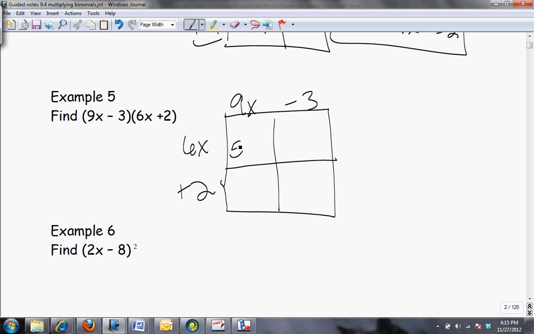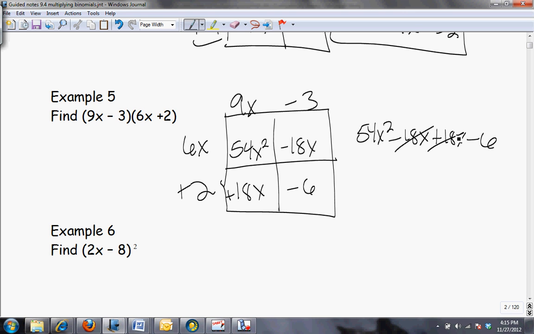So here we go. 9x times 6x should be 54x squared. Negative 3 times 6x should be negative 18x. 9x times 2 should be 18x, and it's positive. Negative 3 times 2 should be negative 6. All right, so we have 54x squared minus 18x plus 18x minus 6. Well, these two go away, and all I'm left with is 54x squared minus 6.